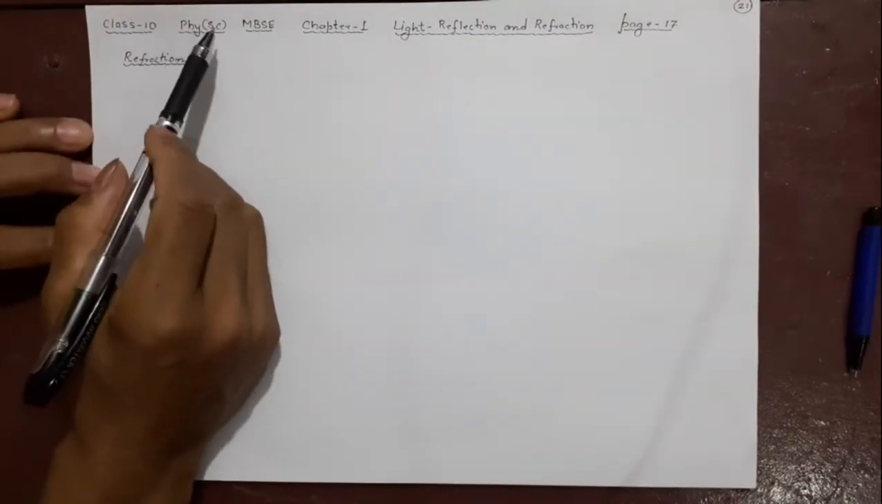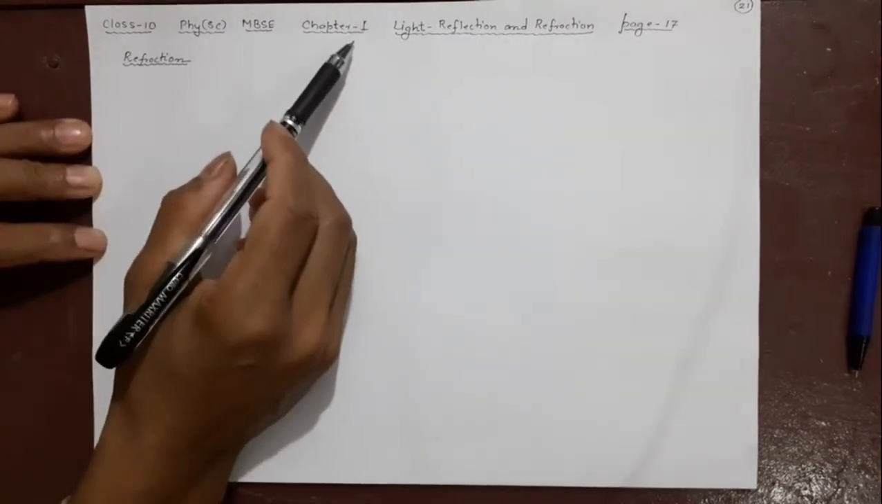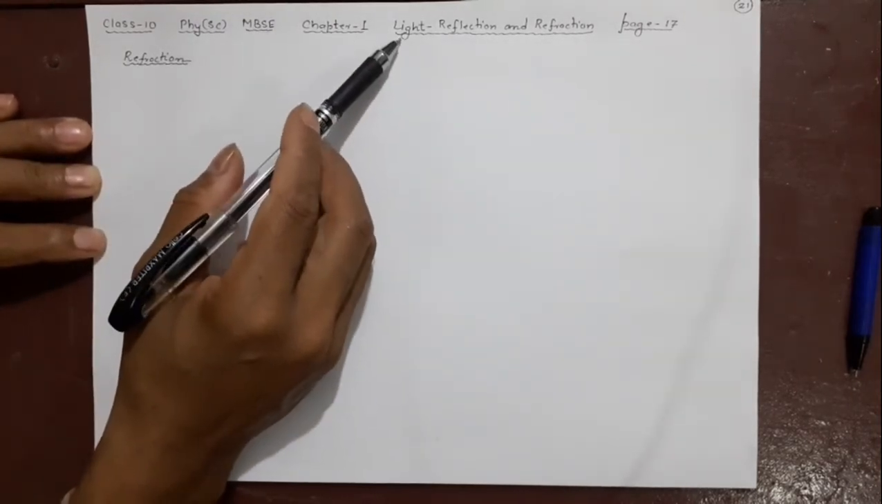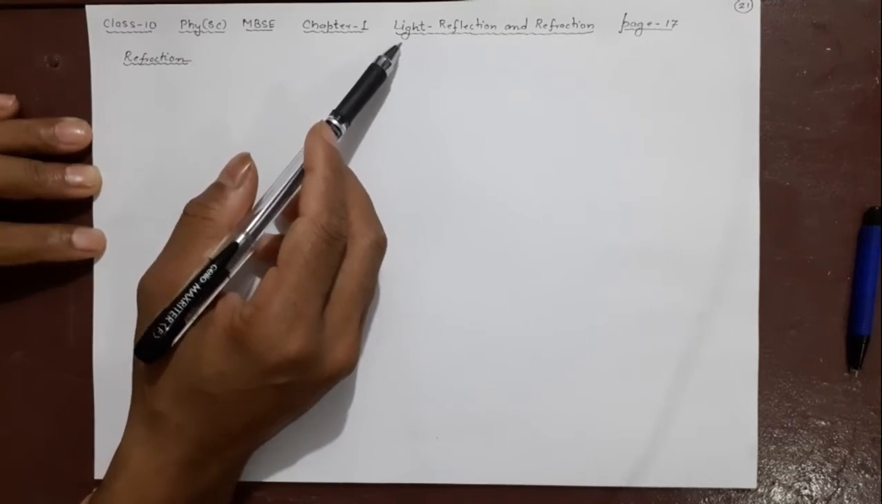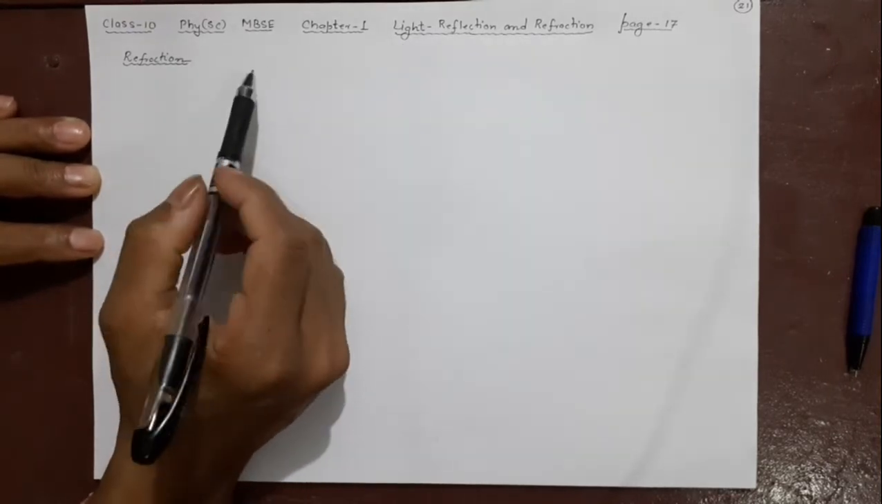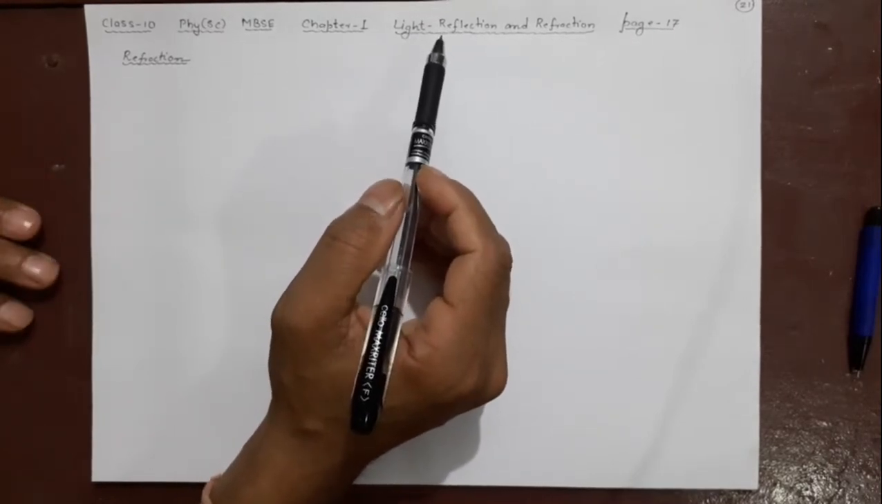Here we are doing today class 10 physics of MBSE, Mizoram Board of School Education, chapter 1. The name of the chapter is light, reflection and refraction. This is from your textbook page number 17 onwards. Till here we have finished the first part of the light reflection. We did some numericals as well.